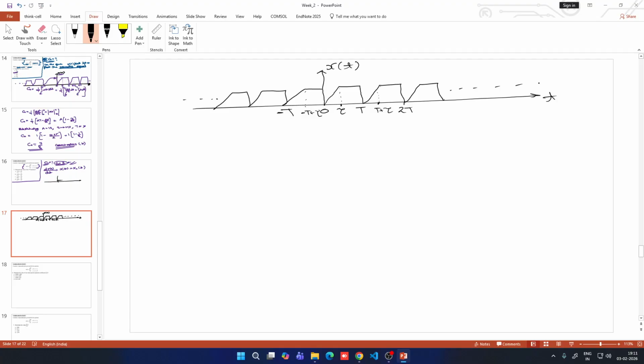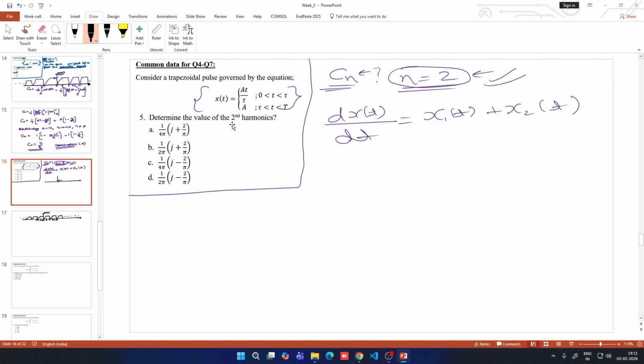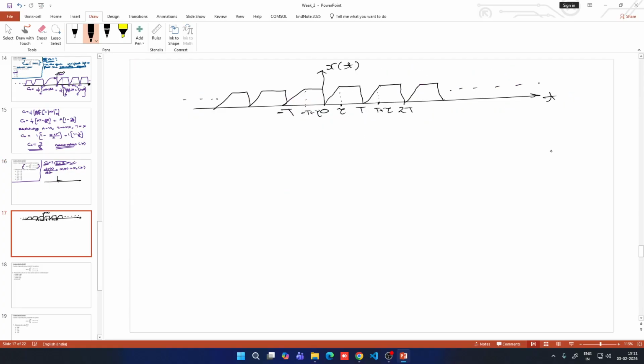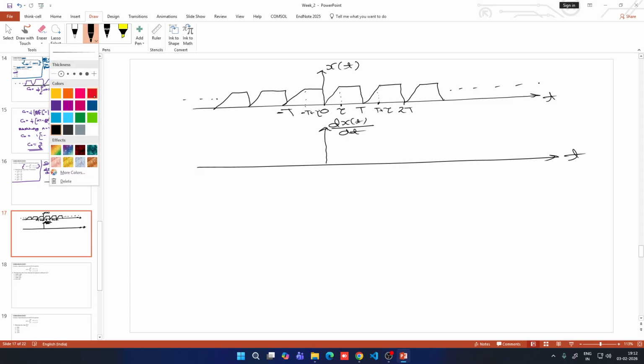Now since we have to find Cn for the second harmonic, which means n is 2, we have to take the differentiation. We have to do the differentiation of x of t. So I will draw the differentiated signal, dx of t by dt, over this time. I'll use another color. Now if you see this, some slope is there, and this amplitude is here A.